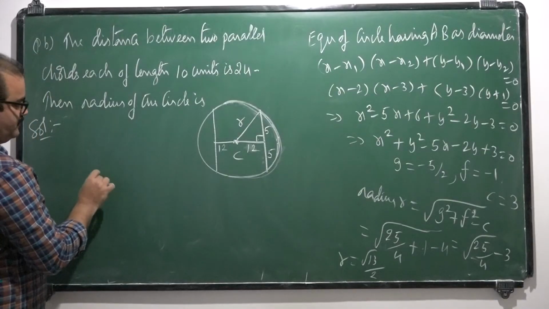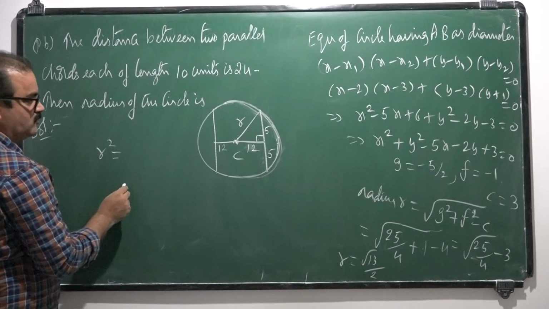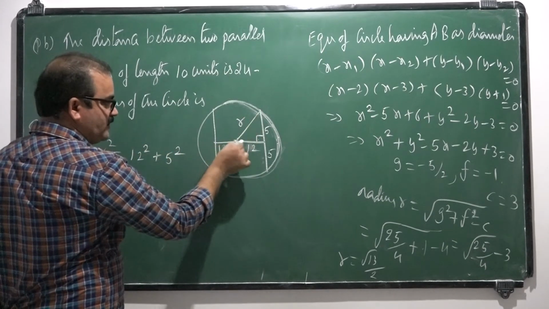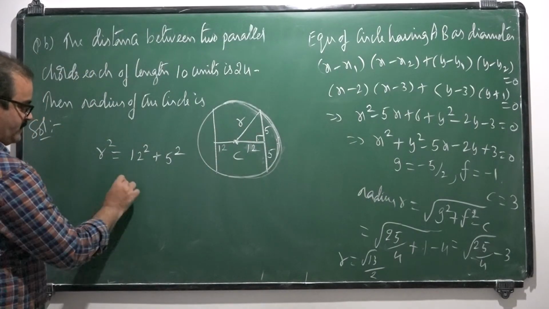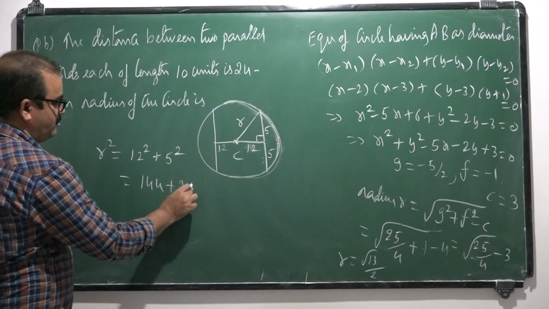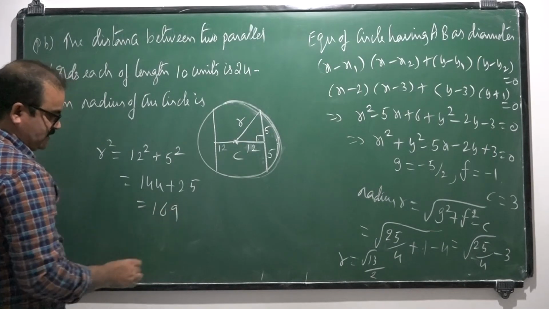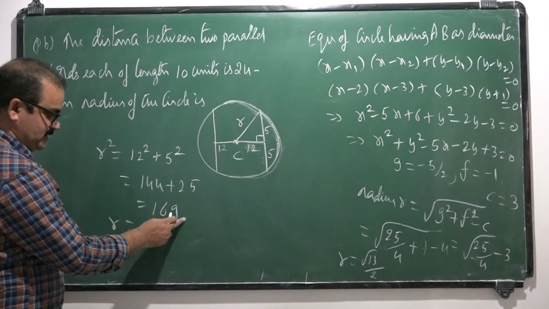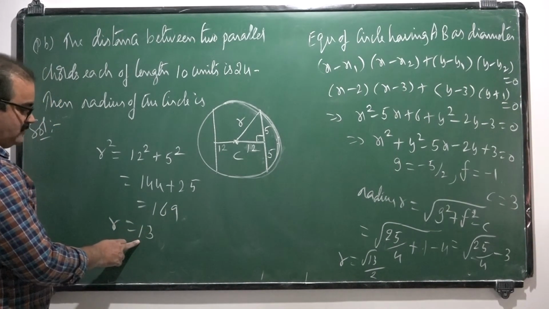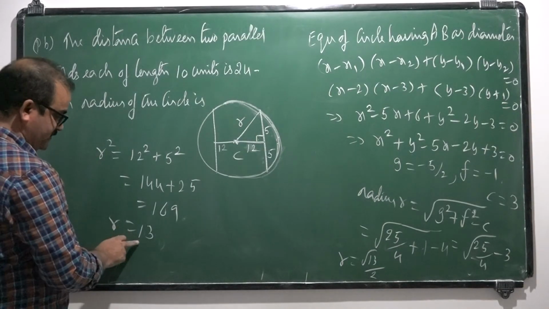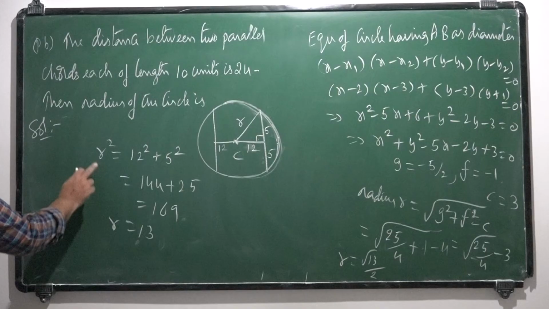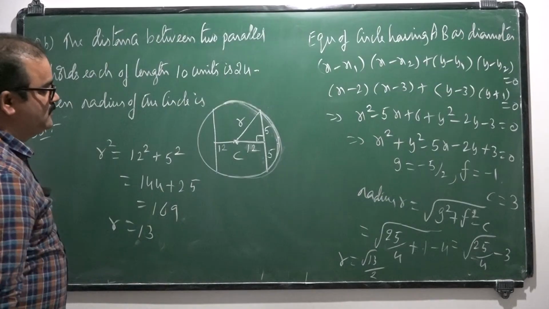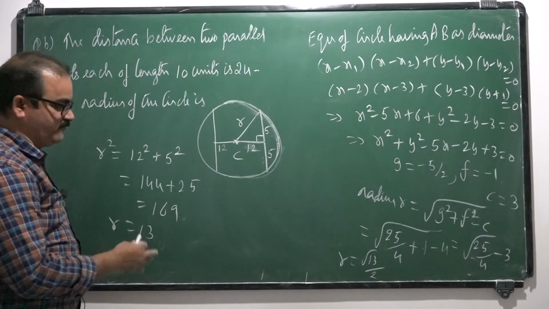From the triangle, r square is equal to 12 square plus 5 square. Hypotenuse square is equal to side square plus side square. 12 square is 144 plus 25. This is 169. So r is equal to 13. Actually r square is 169, r is equal to plus or minus 13. But radius is always a positive quantity. So r is equal to 13. Simply by constructing the diagram we can find the radius.